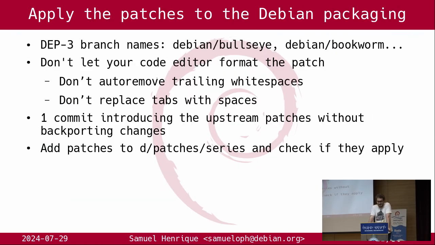Right, so next step now is to apply the patches to the packaging. It is crucial that the process you follow makes it easy for collaboration and reviewing. So first thing I suggest, obviously use DEP-14 branch names. We do this Git namespacing thing for Debian packaging, which I absolutely love. Push it to Salsa, right?